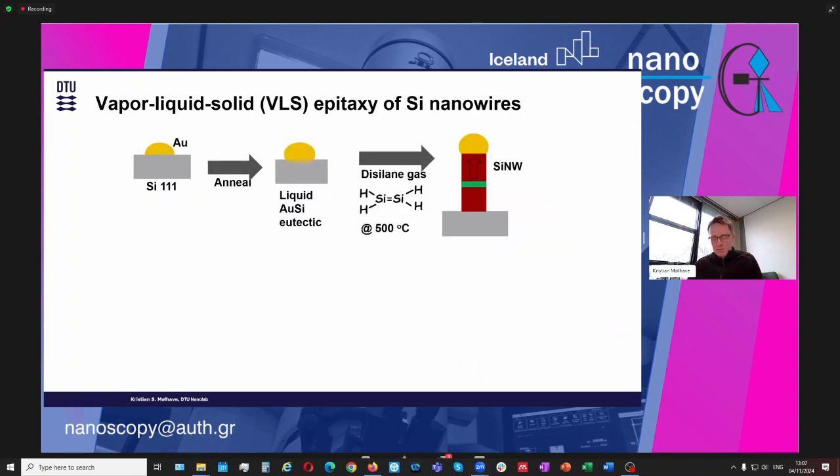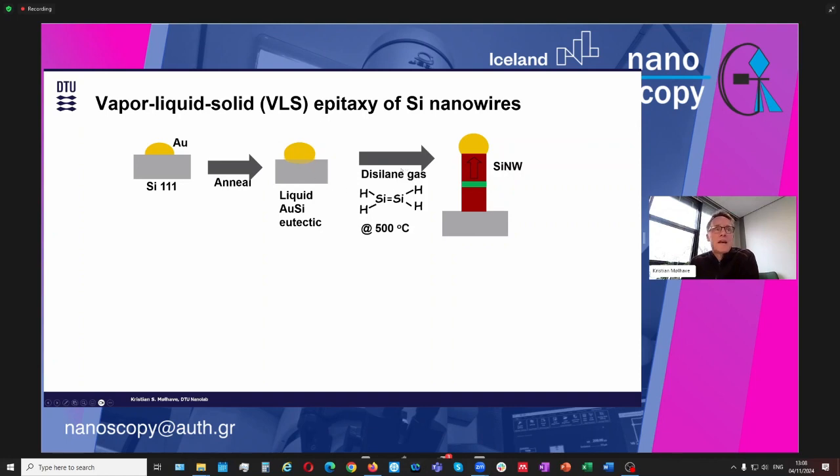And what you do, let's say we want to grow a silicon nanowire, then you'll take a silicon crystal, put a little piece of gold on top of it, say a gold nanoparticle, you will anneal it to maybe 400 degrees or 600 degrees because it melts already at 360 when it's a gold silicon eutectic, and form a nice interface between a molten eutectic droplet and the silicon.